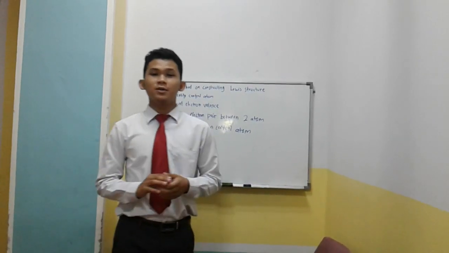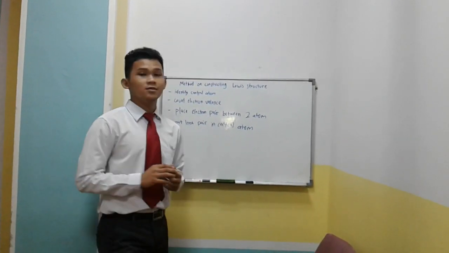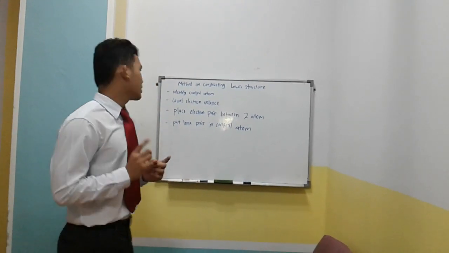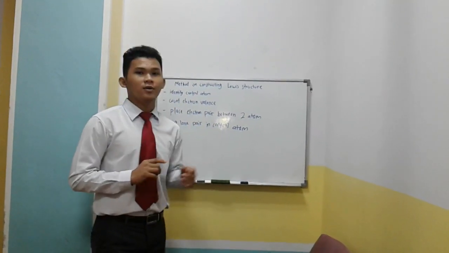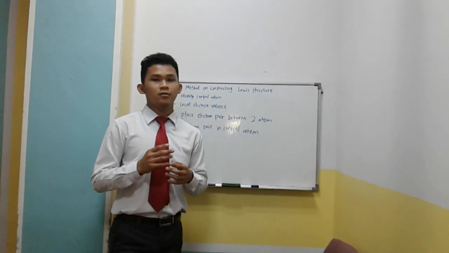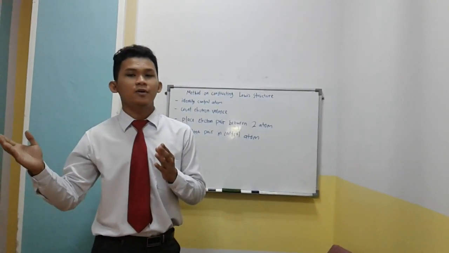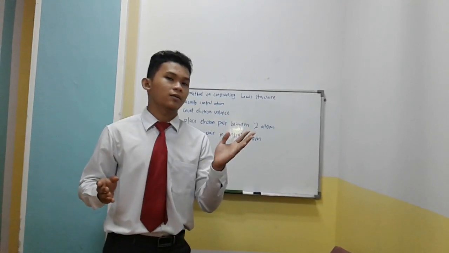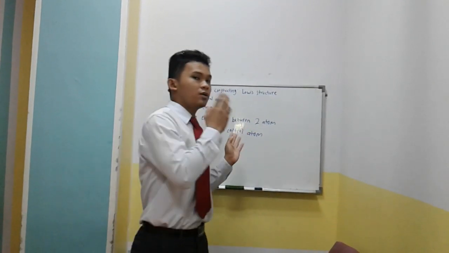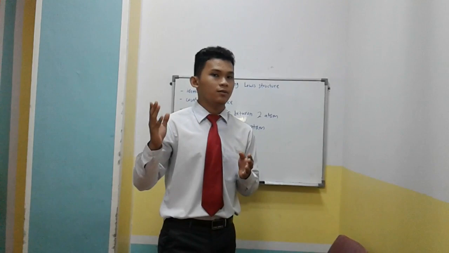And now I will explain to you the method of constructing a Lewis structure. Okay, the first step is to identify the central atom. To identify the central atom, you must know which is the less electronegative atom and which is the more electronegative atom. We will put the less electronegative atom as the central atom.